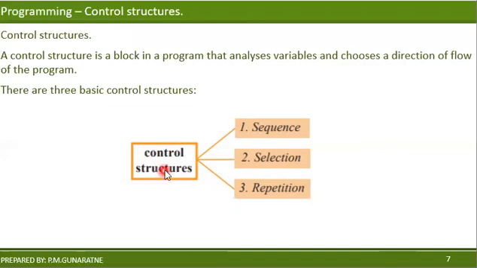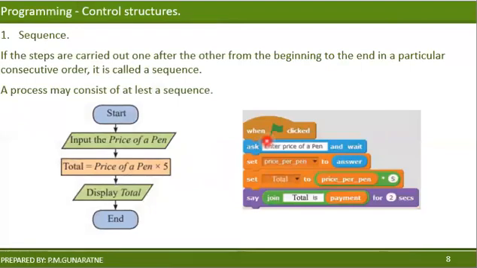Where are the control structures present? They are present in the flow chart or pseudocode, in the process, right? A process consists of these control structures with a mix of input, output, and process. Okay, so let's see what a sequence is. If the steps are carried out one after another, that means the step that appears first is executed first, then it goes to the next step up until the end.